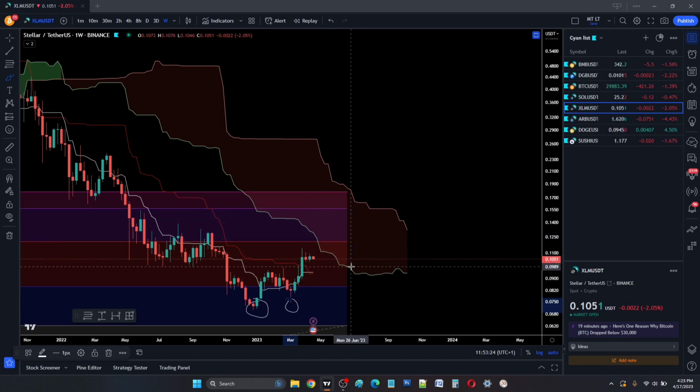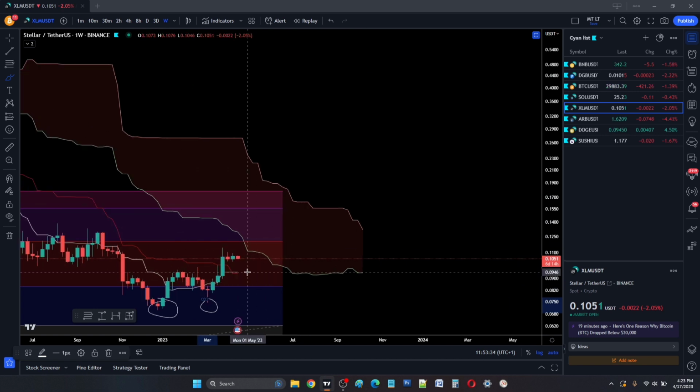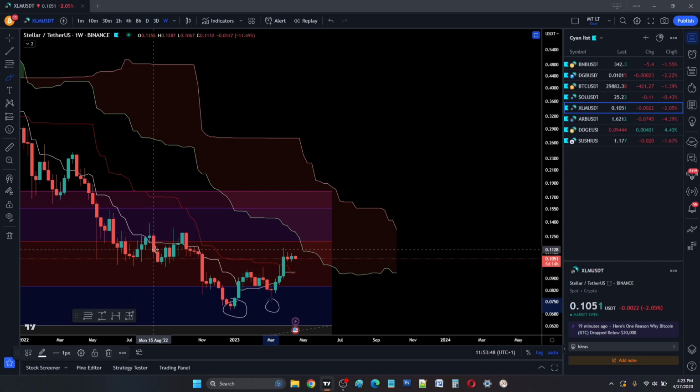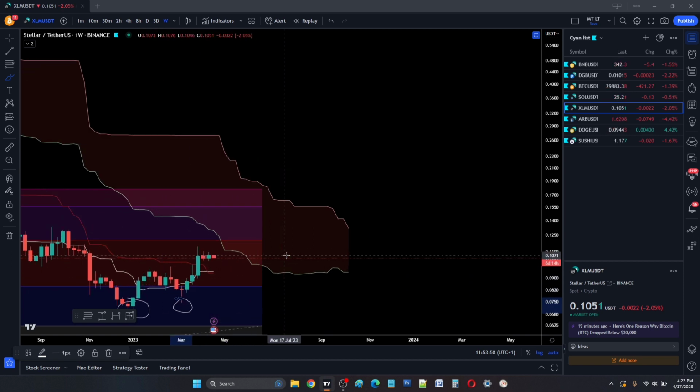Another thing to keep in mind is that I'm using the Ichimoku Cloud indicator, and this gives me various support and resistance levels. The white and red lines both act as support and resistance levels. If the price is above it, it acts as support. If the price is below it, it acts as resistance. You can see that this white line had been acting as resistance. Once we were able to close above it, it started acting as support, and so far so good.